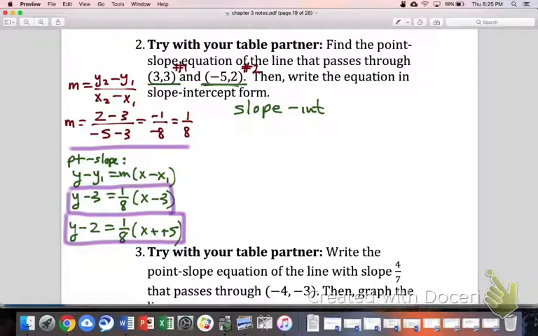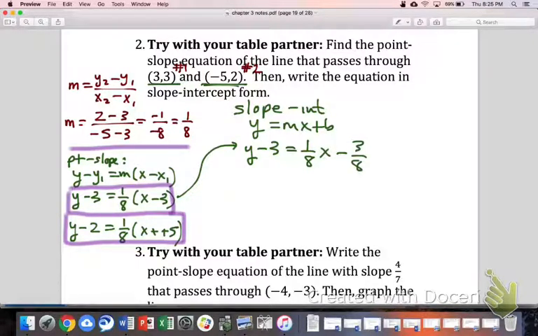for y and get everything all simplified into y equals mx plus b format. So I'll just take the top one. Either one will work. First thing I'm going to do is distribute that 1/8. So if I distribute it, I'm going to get y minus 3 equals 1/8 x minus 3/8. Just distributed that 1/8 across. And then finally, I need to add 3 to both sides.